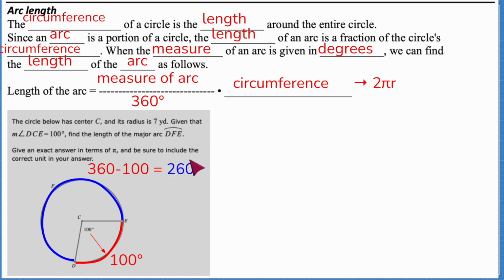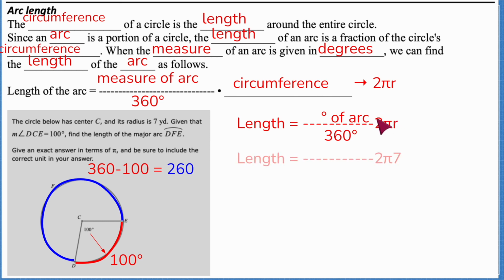All right, now I know my degree measure. It's 260 degrees, so I can use this formula. The length equals the degree of the arc divided by 360 degrees, and I'm going to multiply that by the circumference, which is 2 pi r. So I'm going to replace. I have 260 over 360. This will give me my fraction, my part of the circle. I don't want the whole circumference, just the blue part here. And then I'm going to multiply that by 2 pi and 7, because it's 2 times pi times r, and 7 was our radius. That's why I replaced r with 7.